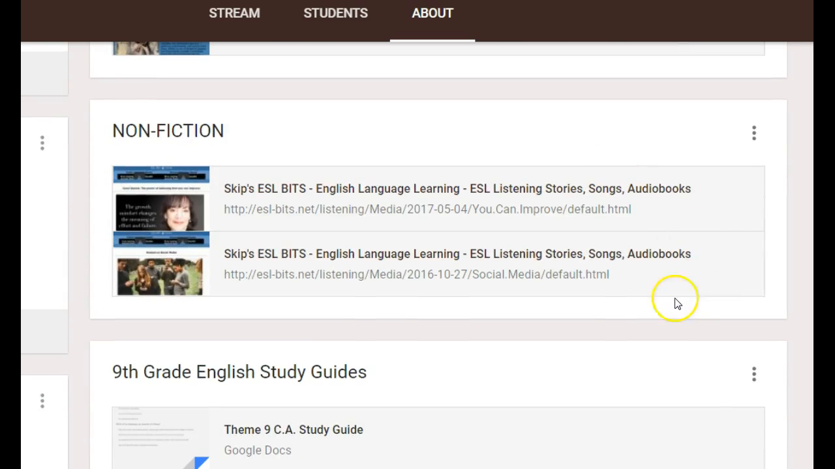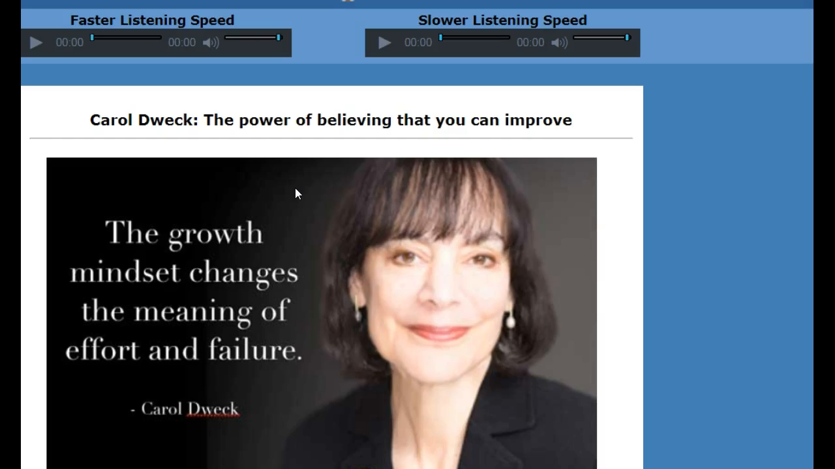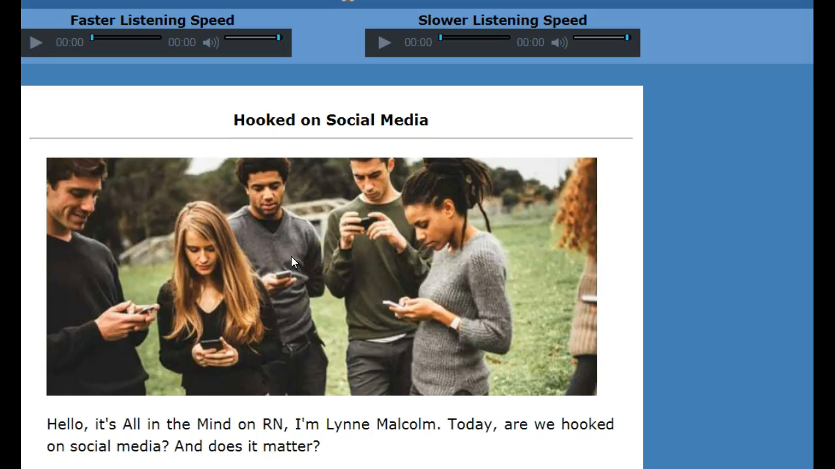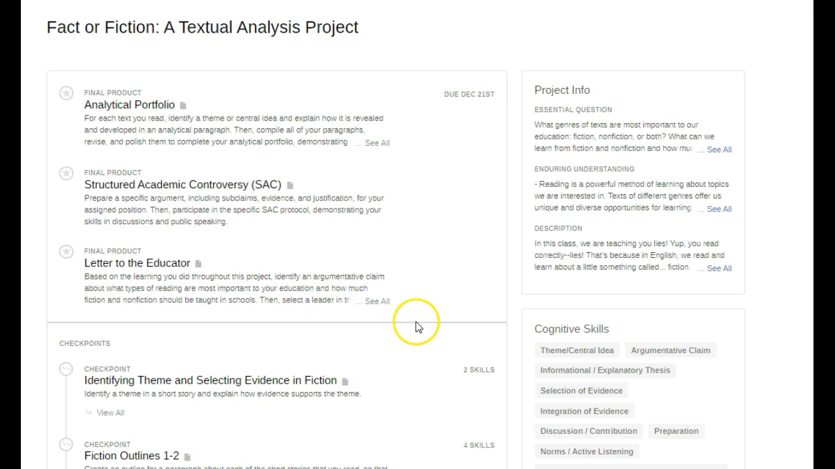The next two readings are very short. One of them is a speech by Carol Dweck. It's her TED Talk about the power of believing that you can improve. And the last one is about social media. Are teens hooked on social media? You're going to use these four readings to compare fact and fiction.